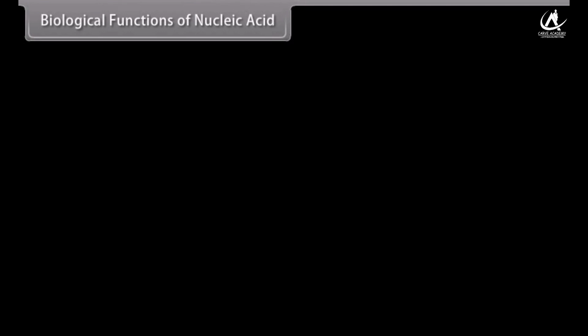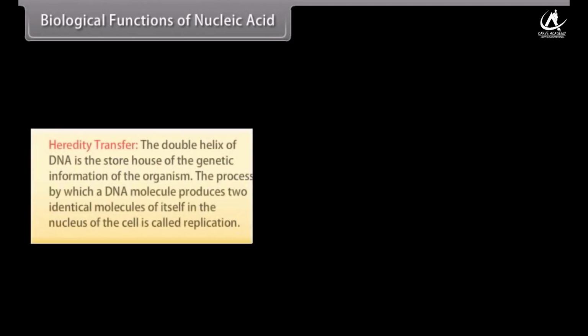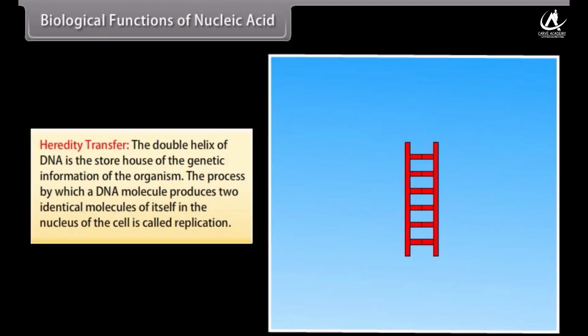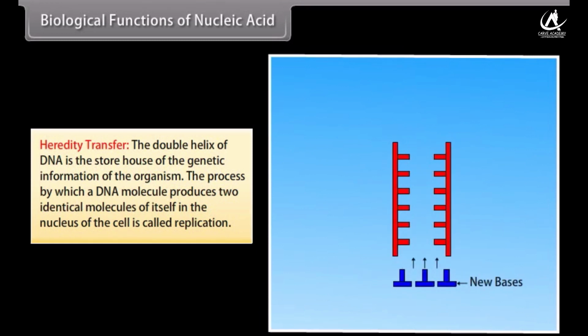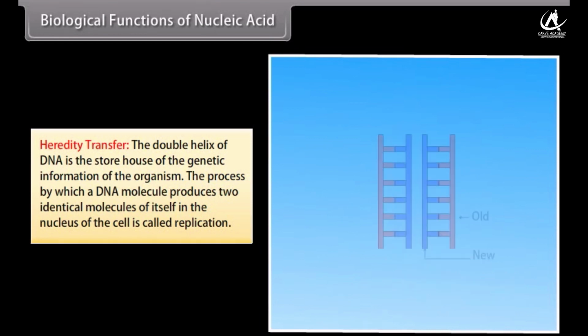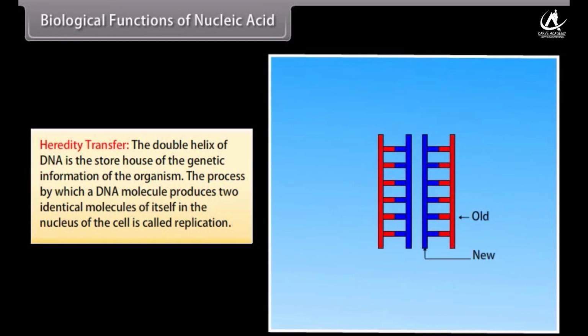Biological functions of nucleic acid. Heredity transfer. The double helix of DNA is the storehouse of the genetic information of the organism. The process by which a DNA molecule produces two identical molecules of itself in the nucleus of the cell is called replication.